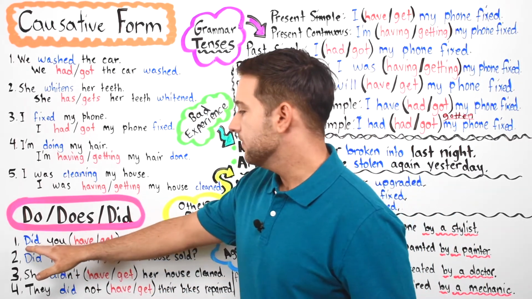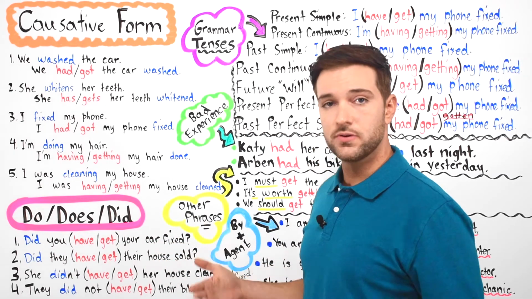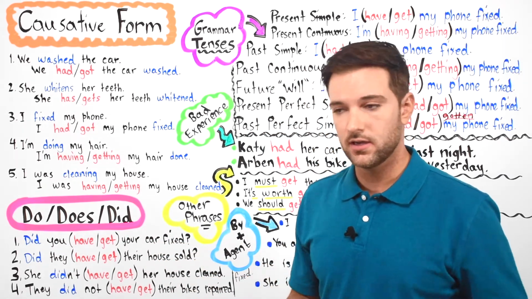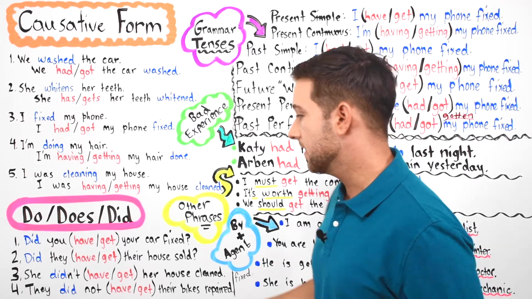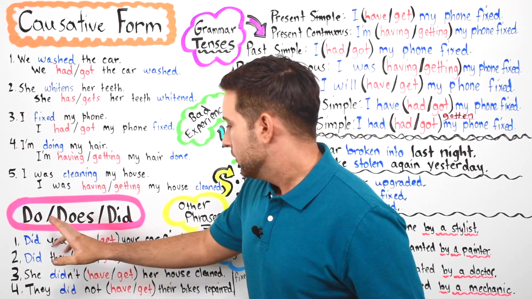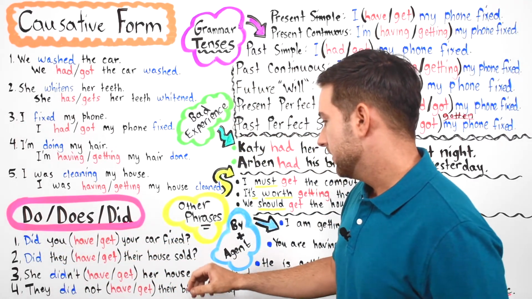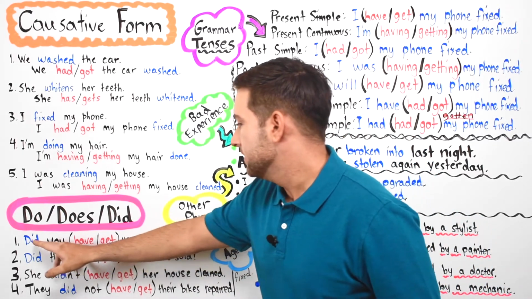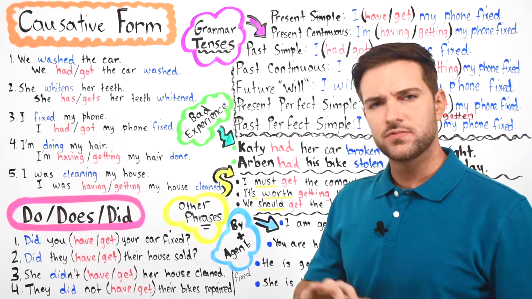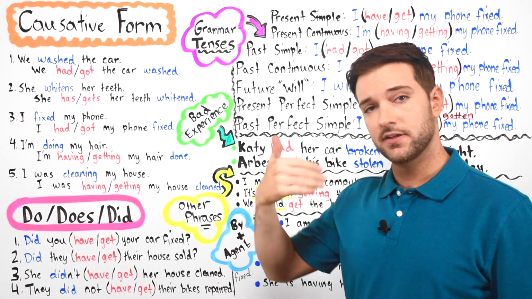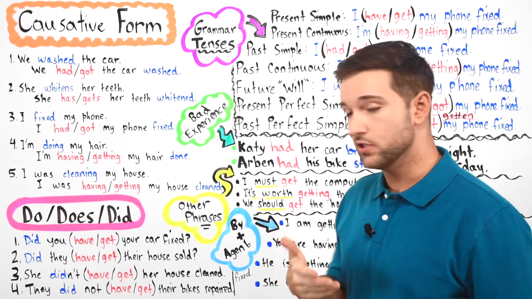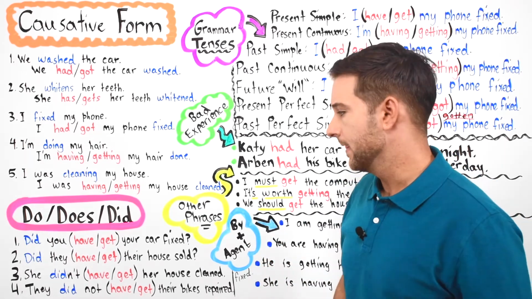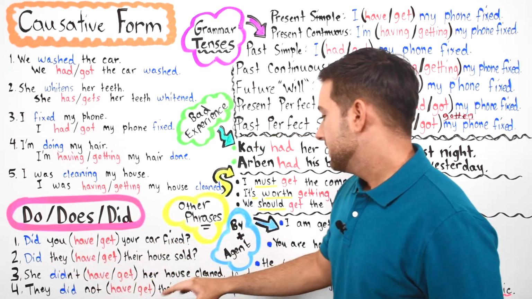Now, if you don't want to talk about somebody who's doing it for you and you want to say that you're doing it yourself, you can say, did you fix your car? Just like that. Did you fix your car in the past? Did you fix the car yourself, not somebody else? Did they sell their house?